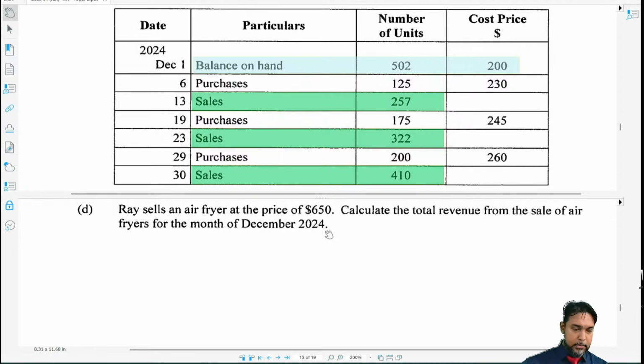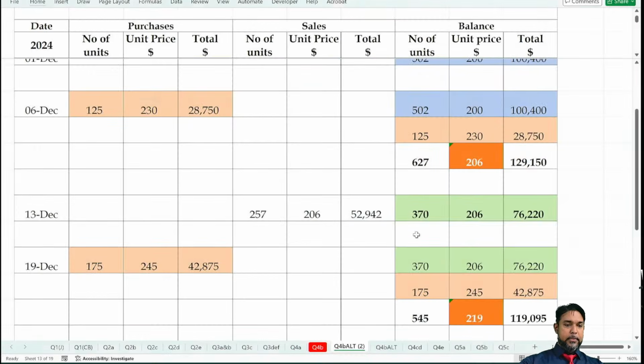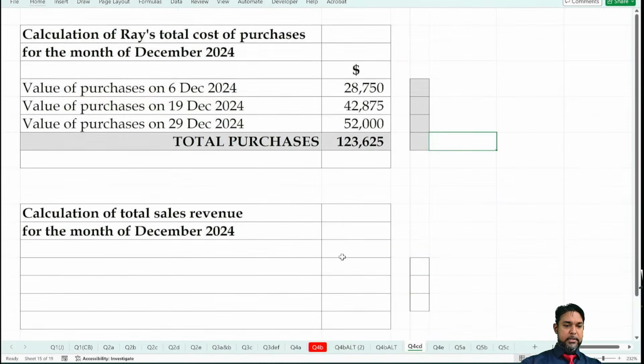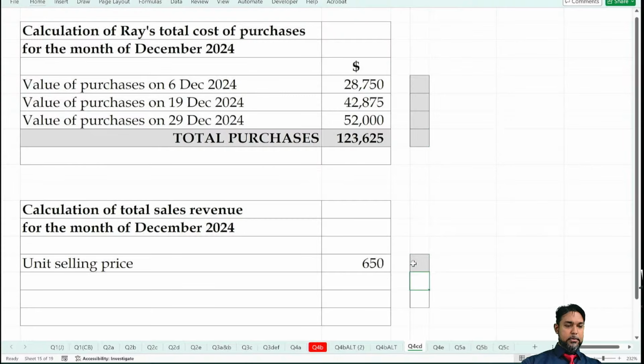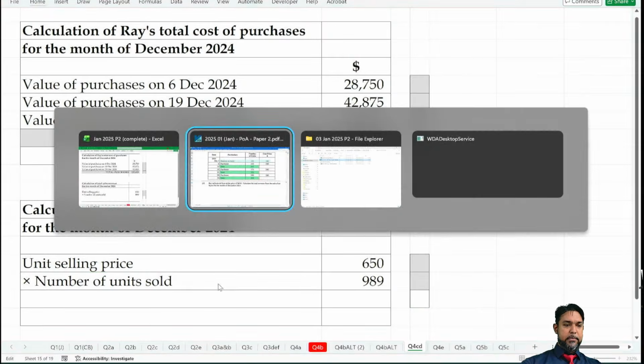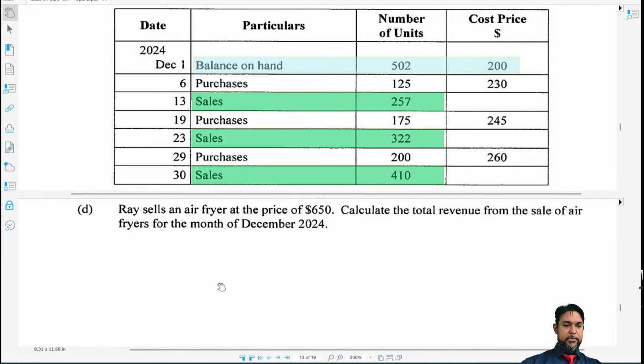Right, cool. So let's pull that up now. So how I did mine was a little more, right? So unit selling price is 650, right? Multiply by number of units sold, right? So what was the quantities for those again? 257, 322, and 410.